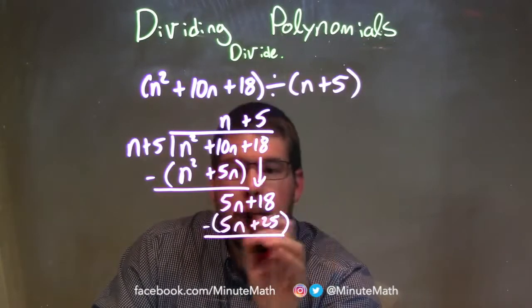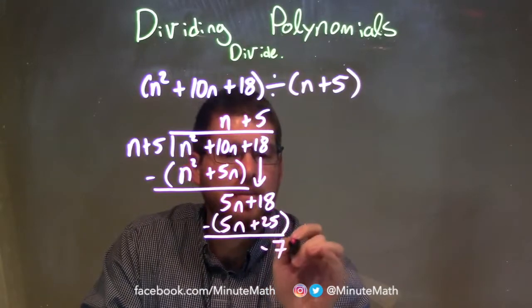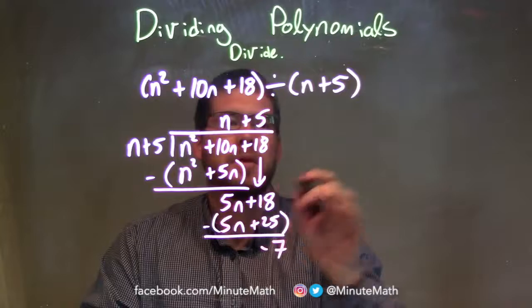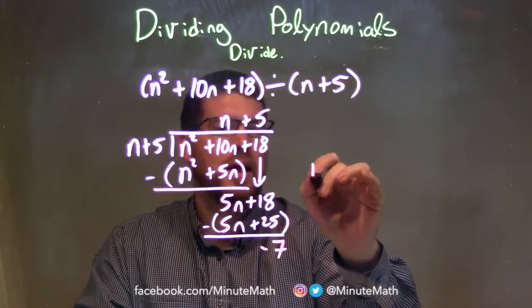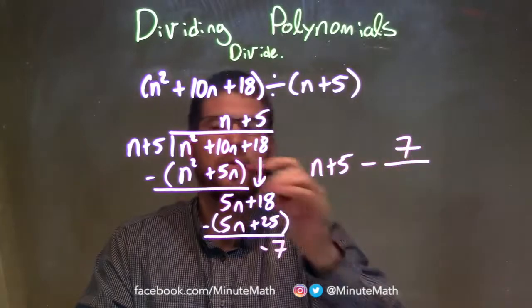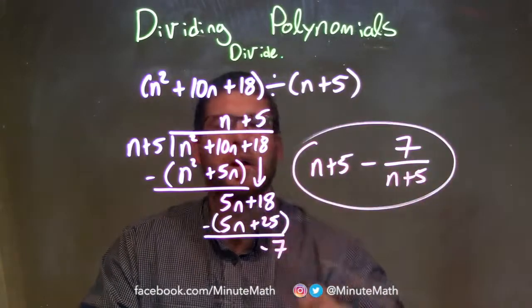And 18 minus 25 is just negative 7. And that's our remainder. So at this point, we're almost done. Pretty much done. We're just going to write our final answer. We have n plus 5 minus 7 over our divisor, which was n plus 5. There we have our final answer.